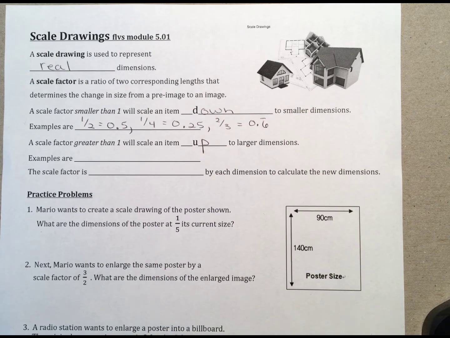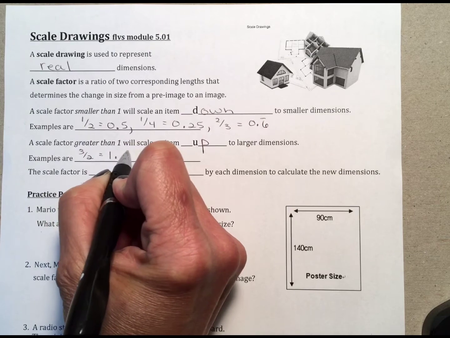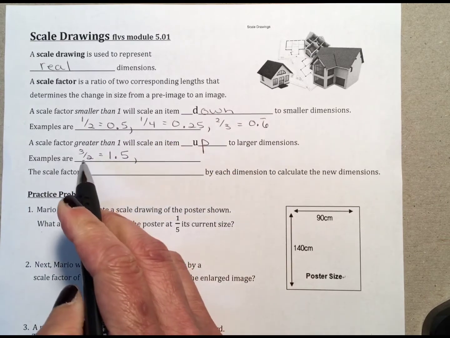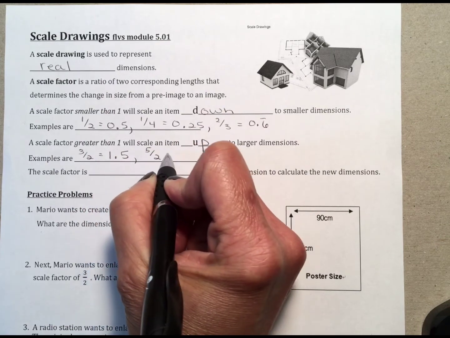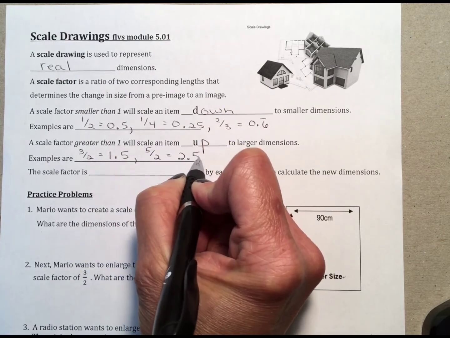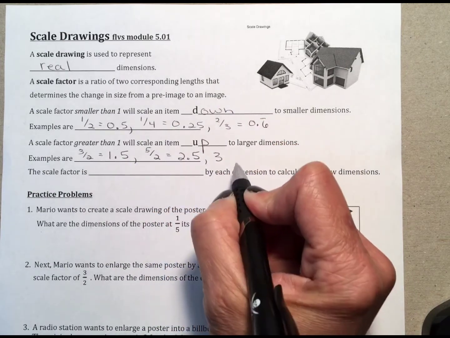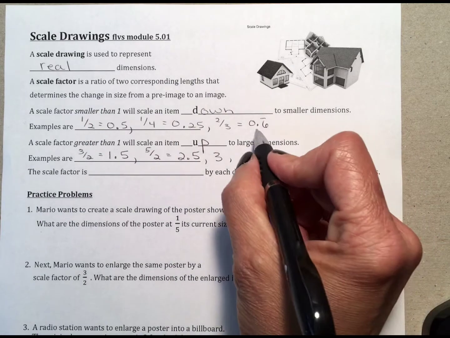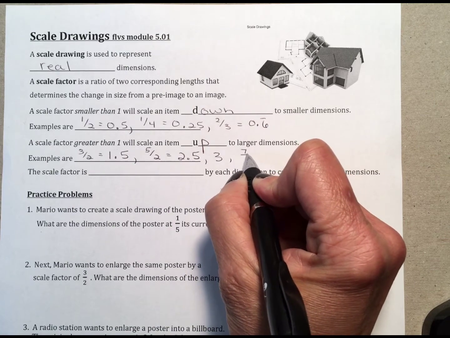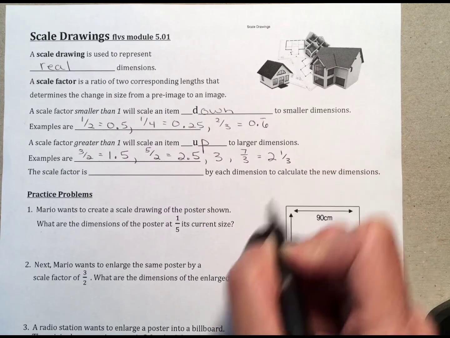So examples of scale factors that make something larger are like 3/2, which is equal to 1.5. So we can express it as a fraction or a decimal. We might use like 5/2, which is equal to 2.5 here. And we might even have a whole number like 3. It doesn't have to be a decimal or a fraction. And then you might get something like 7/3, which is equal to 2 1/3, or 2.3 repeating.